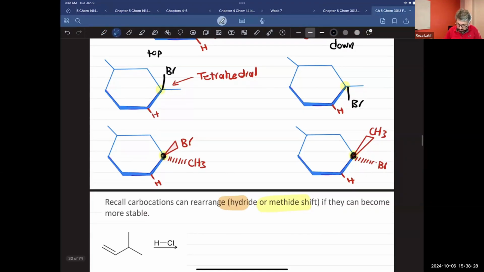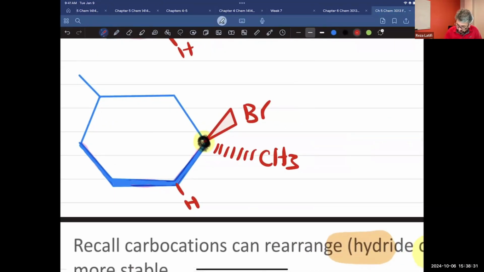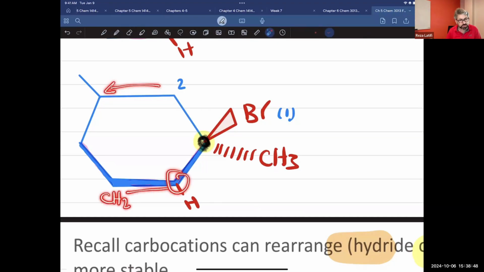The first one, I have bromide. It's going to get the highest priority. The next priority is going to be this carbon. Why that carbon? Because that carbon is a neighbor to this substituent. Well, this carbon is a neighbor to CH2. Here we have CH3, so this group is technically heavier than this one. And if that one is number 2, number 3 is going to be here. And what's number 4? Number 4 will be the methyl. And where is methyl? Back of the molecule.